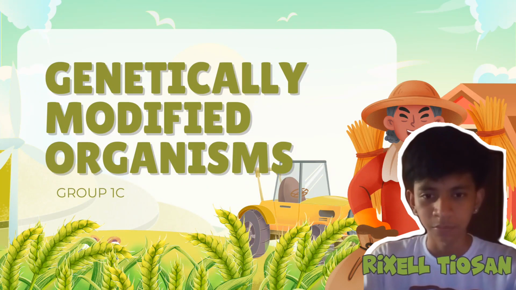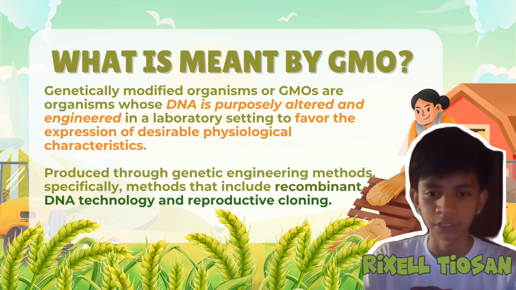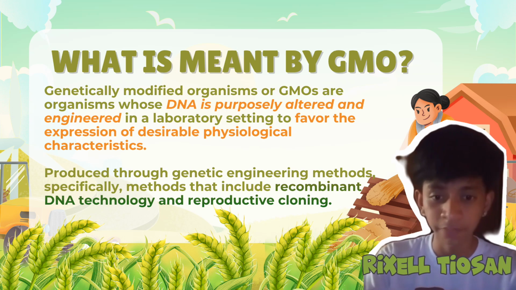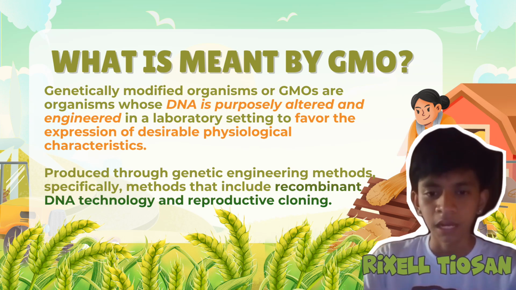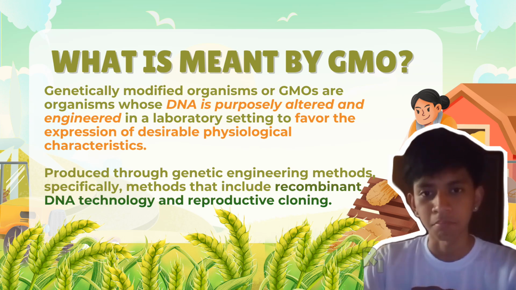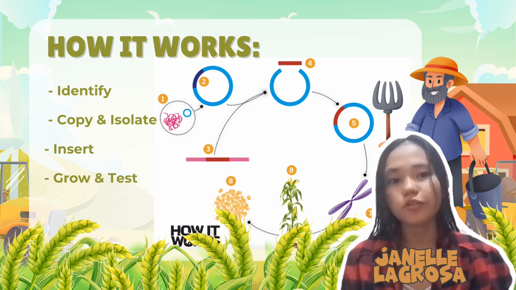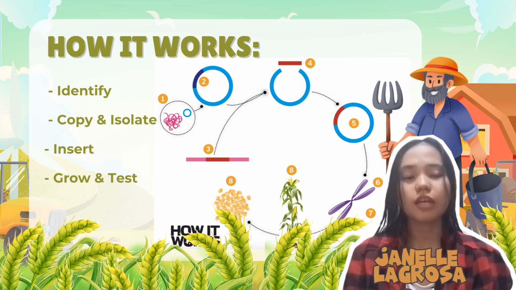GMO, genetically modified organism, is a plant, animal, or microorganism whose genetic material, DNA, has been changed in a lab for a purpose using genetic engineering. Scientists take the gene for a desired trait in one organism, copy it, and insert it into the DNA of another organism. This is how genome editing works. Scientists and genetic engineers use these steps: identify, copy and isolate, insert, and grow and test.